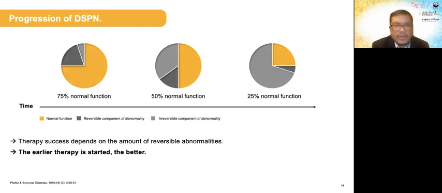As you can see in this illustration, it is basically a spectrum. As represented by the yellow part of the pie chart, these are normal function, versus the gray part, which is the reversible component of abnormality, while the lighter gray part is the irreversible component of abnormality. As you can see, it is progressive. It is a spectrum. So the success of therapy depends on the amount of reversible abnormalities. So it's really better early than late in the management of diabetic neuropathy, because the earlier therapy is started, the better will be the eventual outcome.